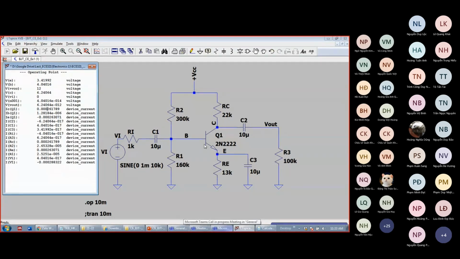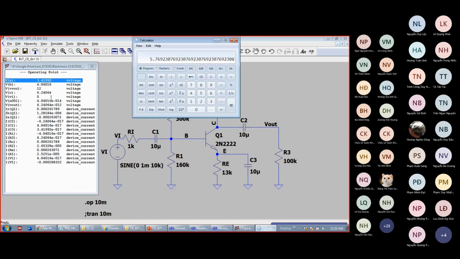How about VCE? VCE is VC minus VE. The simulation software doesn't calculate VCE, it just calculates the voltage on the nodes. But from the voltage on the nodes, we can calculate any voltage between two nodes. So VCE is the voltage difference between node C and node E. You take the voltage at node C, 6.24, minus the voltage at node E, 3.42, and it's 2.82.